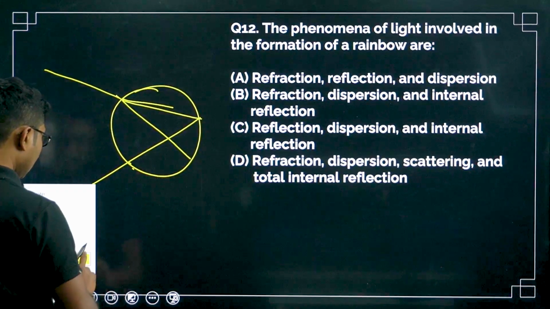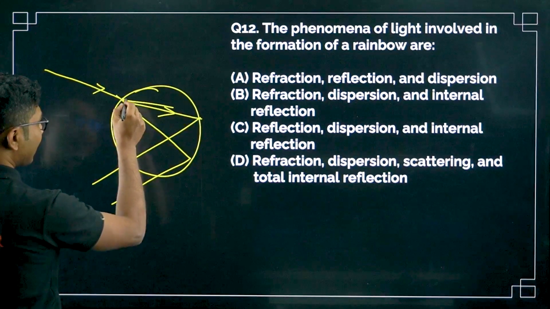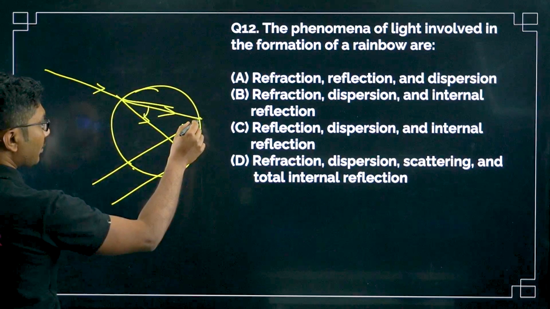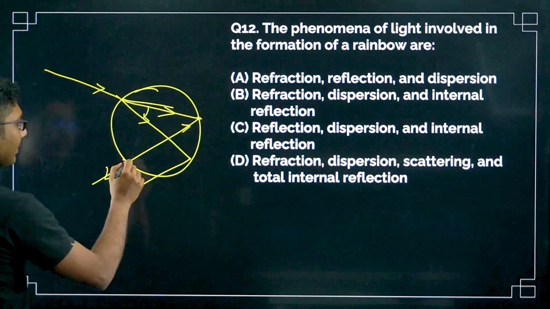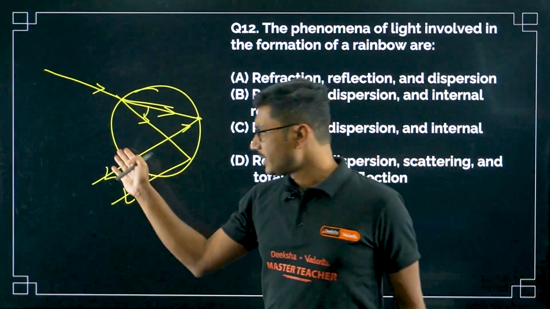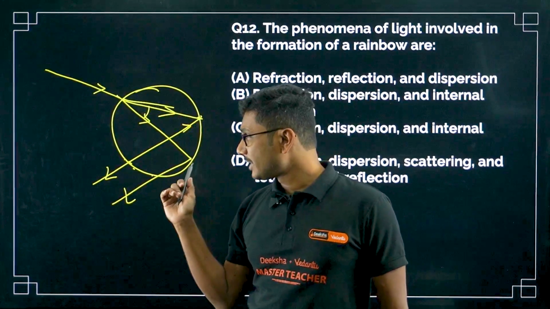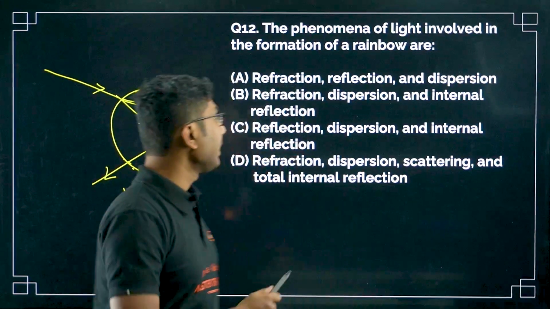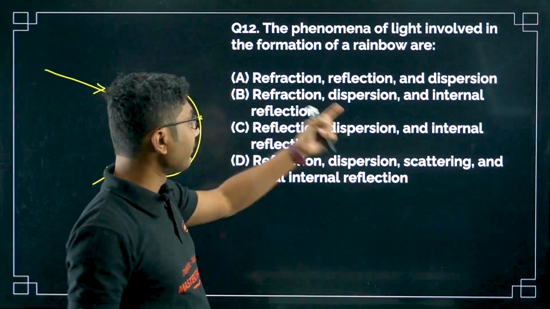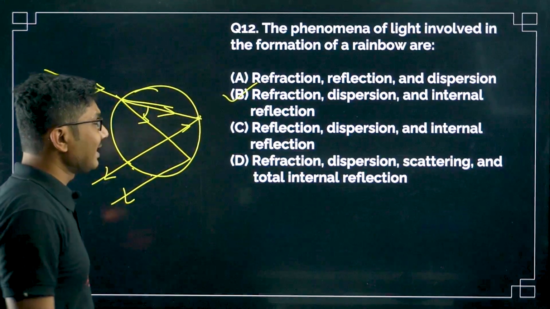After the total internal reflection, the light comes out of the raindrop. So this is the white light, first refraction, then dispersion, then total internal reflection, and another refraction happens on this edge, but we generally do not consider this refraction. It is not important. What is important is the first refraction, the total internal reflection, and in between dispersion. From the given options, refraction, reflection, dispersion is not correct. Refraction, dispersion, and total internal reflection is the correct explanation.